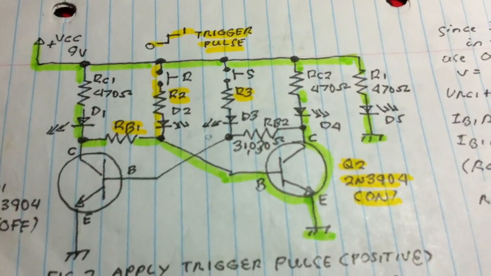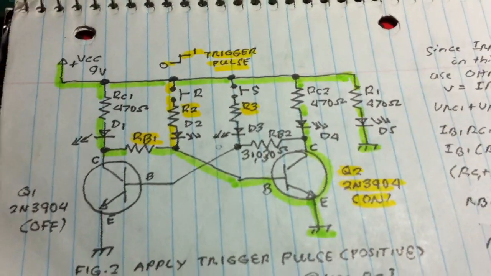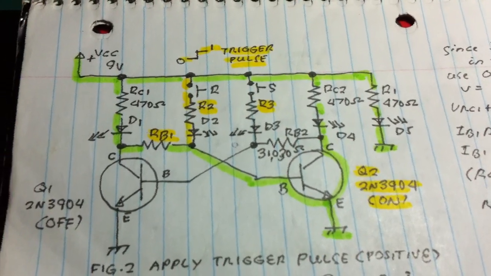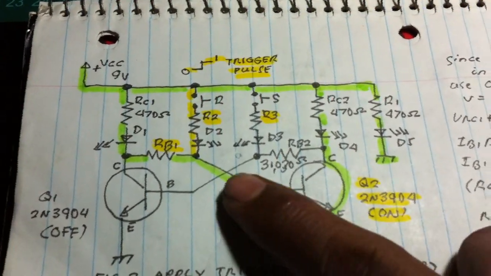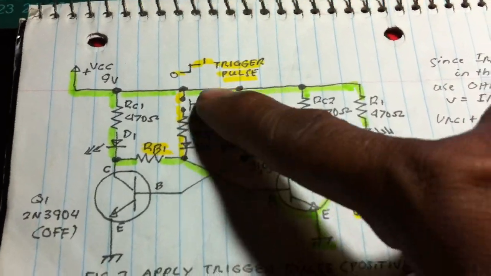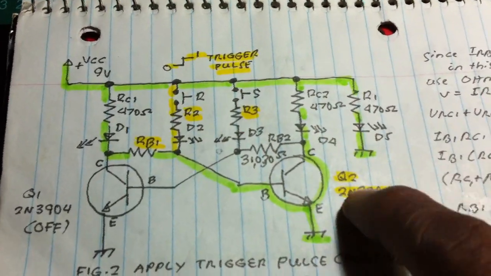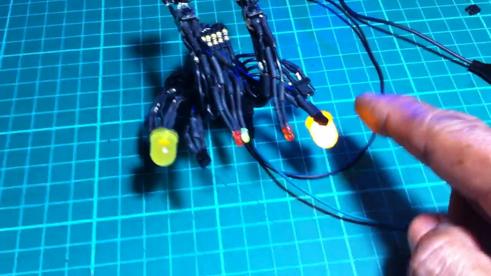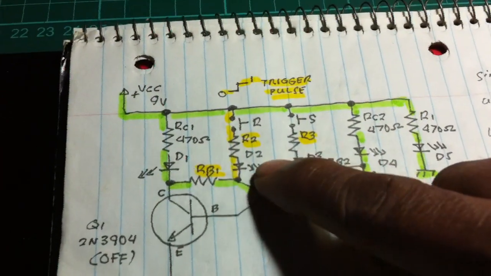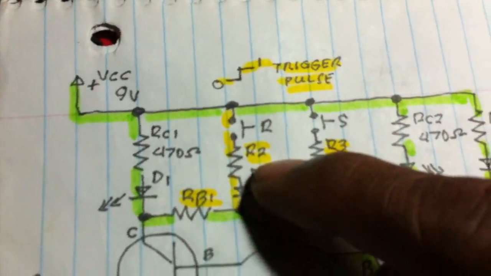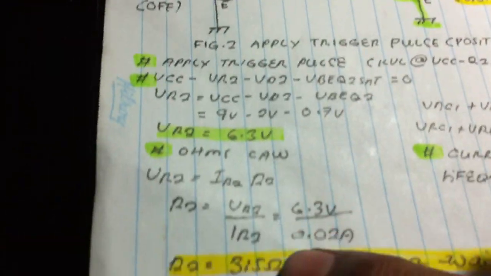Since this type of circuit configuration is high level sensitive, applying the pulse here, this LED output turns on. So now here we know the values of R2. Now let us see Q2 on.